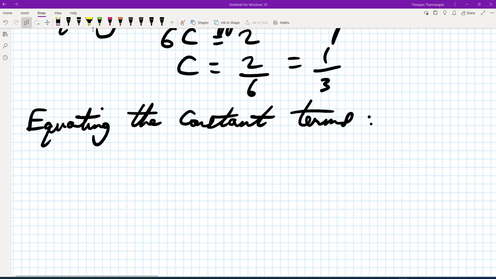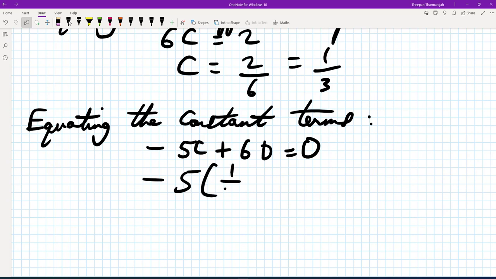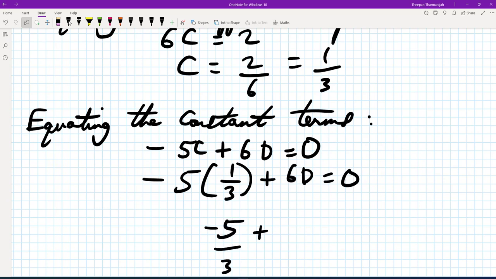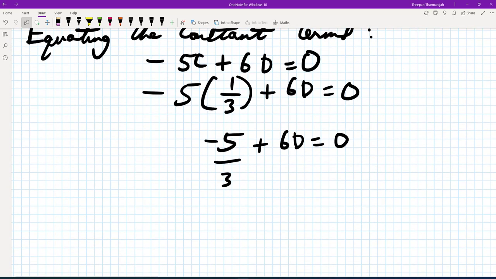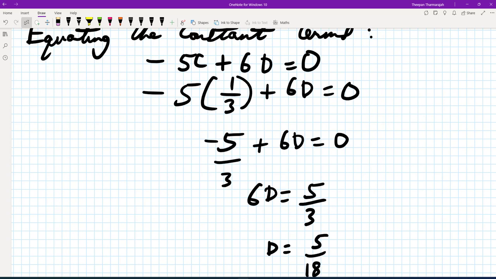So let's write that down. Minus 5c plus 6d equals 0. And we can substitute the value of c in. It's minus 5 times a third plus 6d equals 0. Minus 5 thirds plus 6d equals 0. 6d equals 5 thirds. D is 5 over 18.